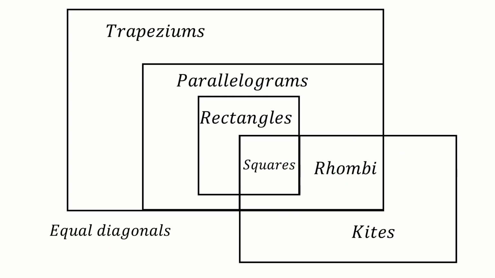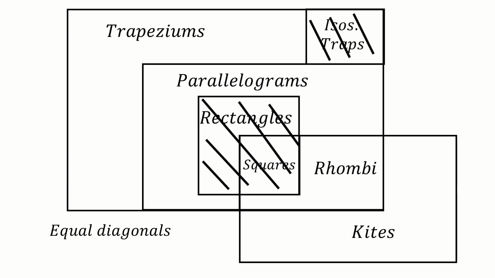And then finally, if you're talking about equal diagonals, this is the most complicated one in some ways because rectangles and squares do that. However, you then have to build a little rectangle in here, which is your area of isosceles trapeziums, and they also do that. Even though they have nothing to do really with the other shapes at all. So that's a bit of an odd one to discuss as well.